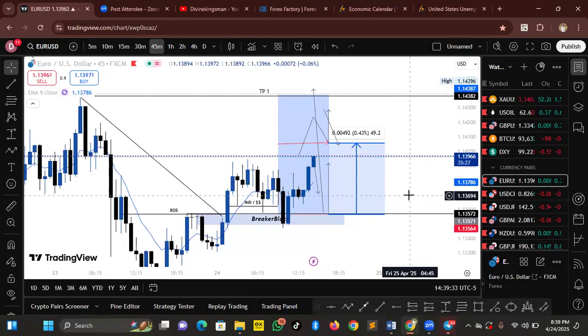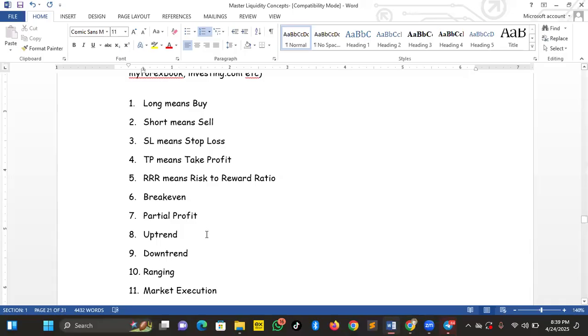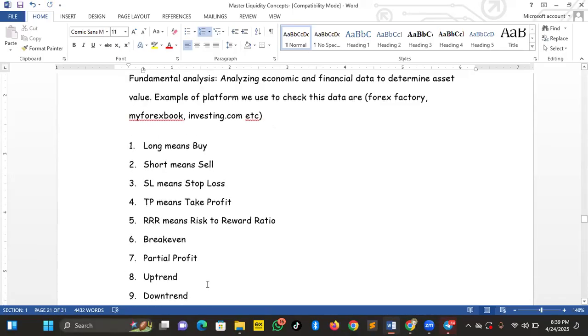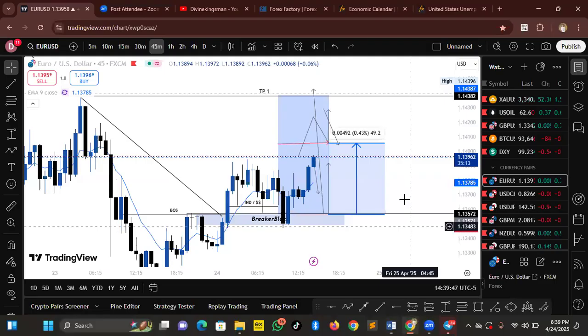So I think we'll be stopping here for today. Tomorrow we will continue from uptrend, downtrend. I'll really talk more about this. But for today, this is where we're going to stop: partial profits, which is number 7. So I hope you understand what I've said.